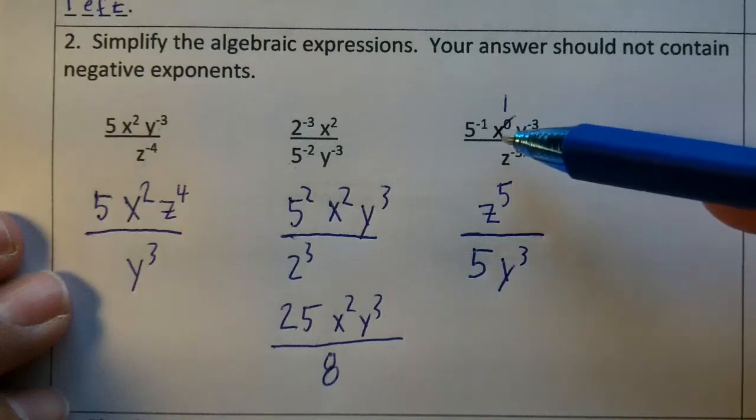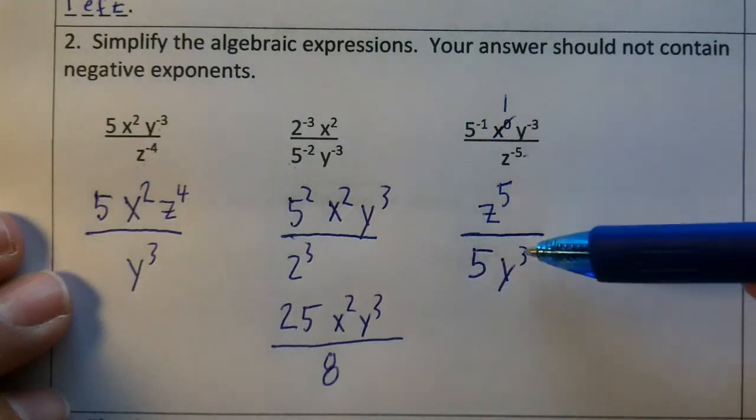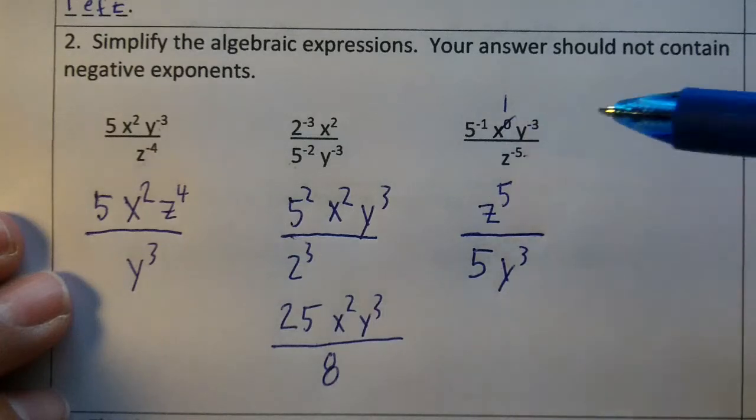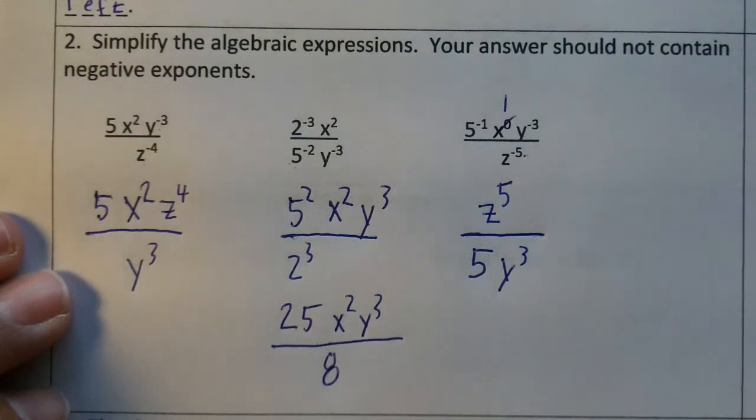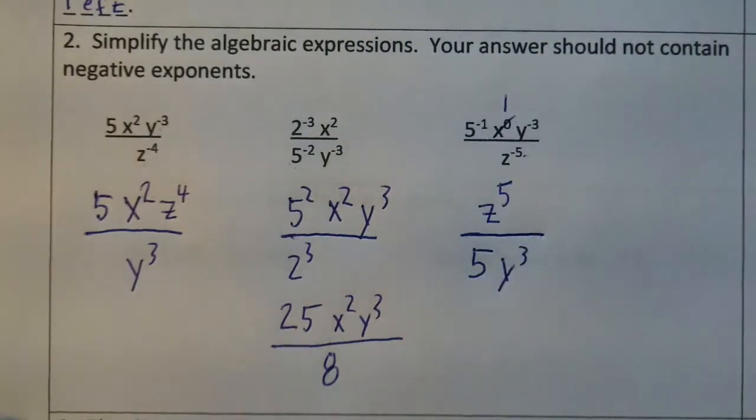Okay, now then notice the x to the 0 canceled out, the 5 to the negative 1 moved down, the y to the third moved down, and the z to the 5th moved to the top. That would be the answer, wouldn't it? So when you have negative exponents, you just move them across the fraction bar to make them positive.